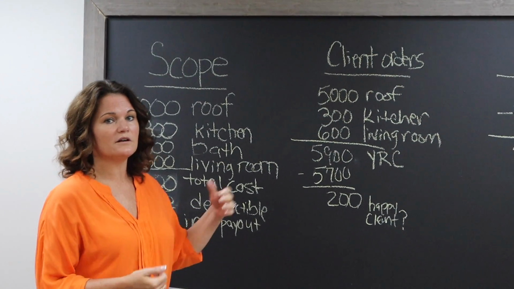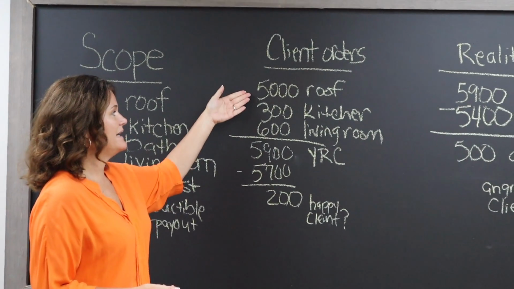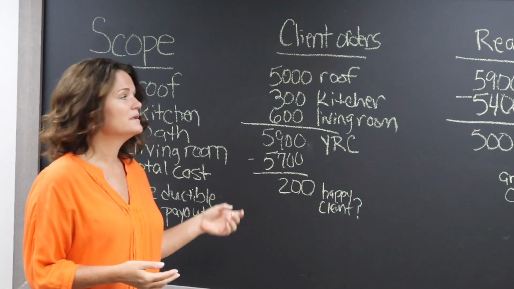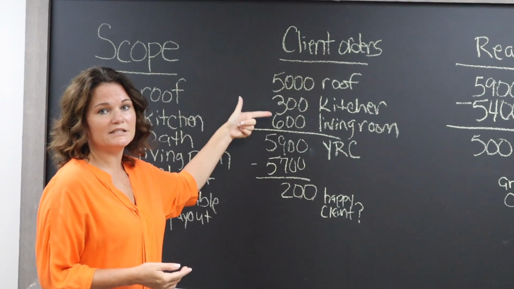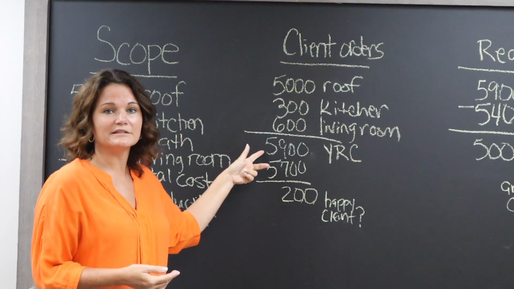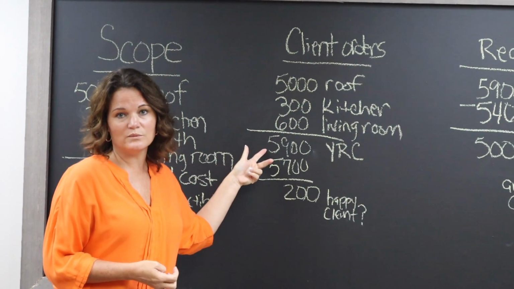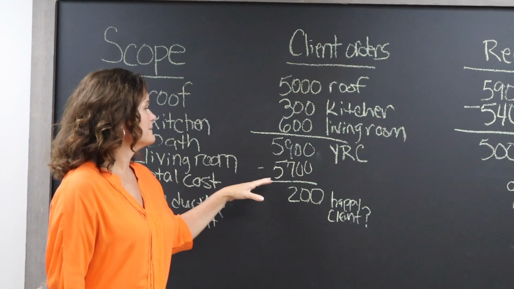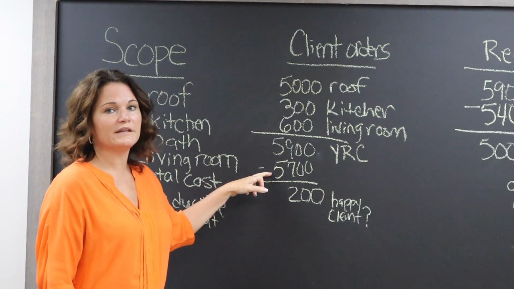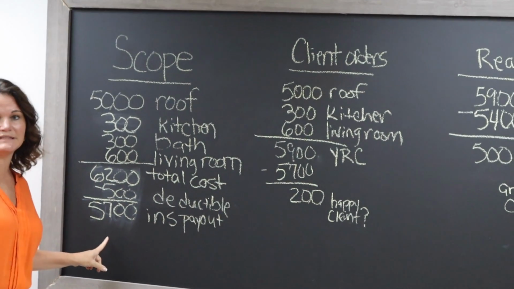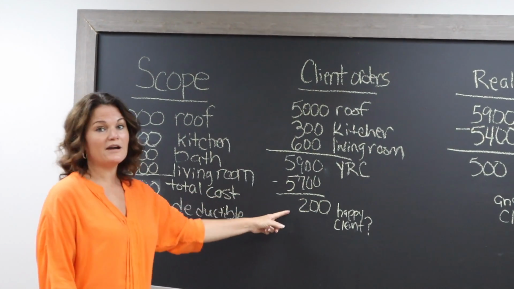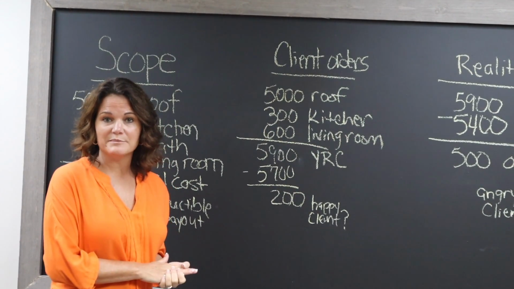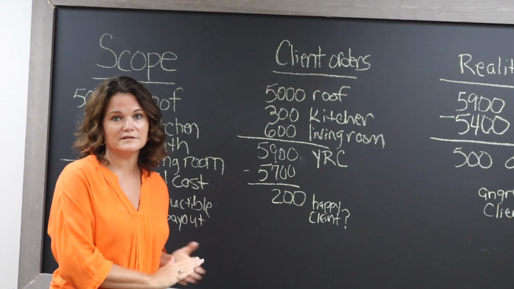Once you get into the home with the homeowner, they decide that they're going to do the bath interior themselves. It's very simple. So they only want us to do the roof, the kitchen, and the living room for a total of $5,900 in labor and materials. So once that job is complete, they're thinking they're going to apply their $5,700 from insurance, that they only owe $200, and they're super happy because instead of $500 out of pocket, they're only spending $200.